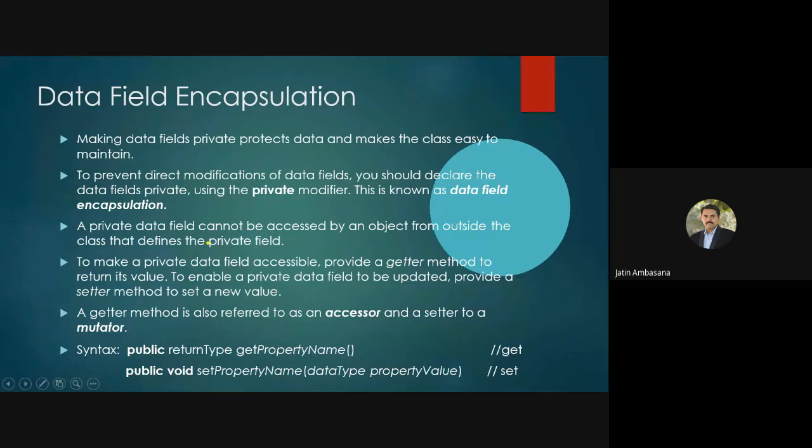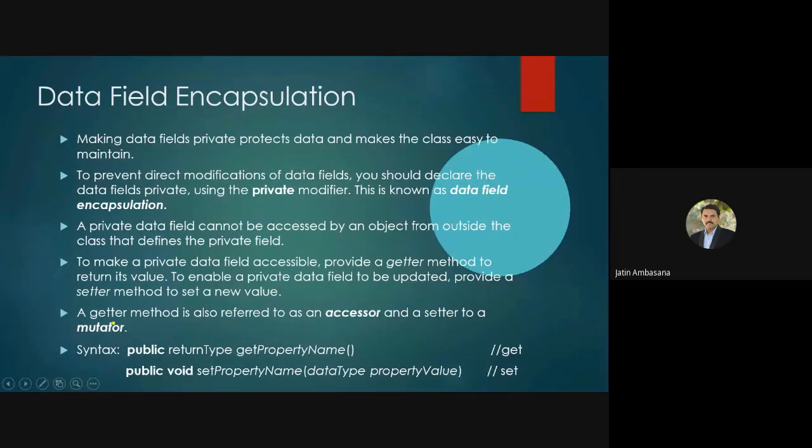Okay, it can be only accessed from inside that particular class. So what if we want to access that private field? To make a private data field accessible, we provide a getter method to return its value. And if we want to allow an outside user to access it and also set its value, then we may use a setter method to set a new value. Why do we need this setter method? So that the private data field can be updated.